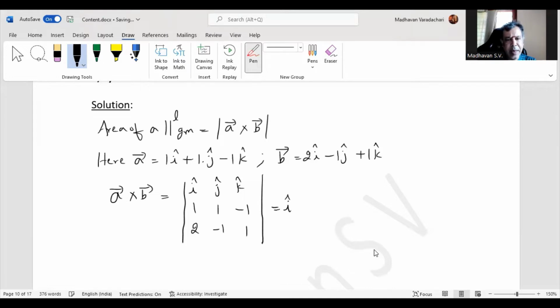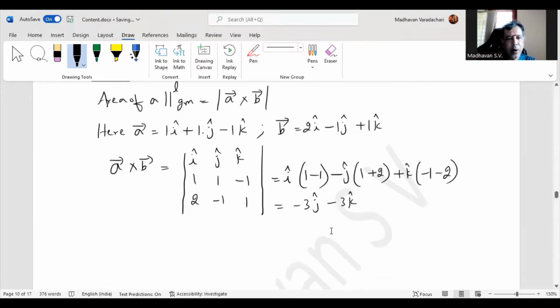So it becomes I cap times (1 minus of -1), so 1 minus 1, and then minus J cap times (1 minus of 2), it becomes plus... and K cap times (-1 minus 2). So that will become minus 3 times J cap minus 3 times K cap.